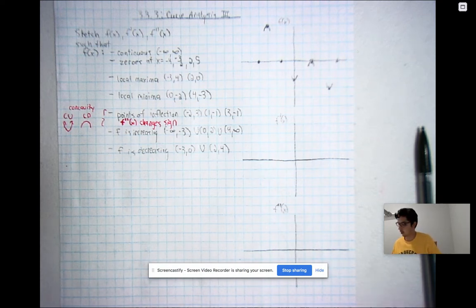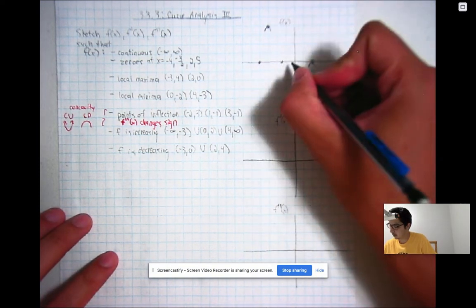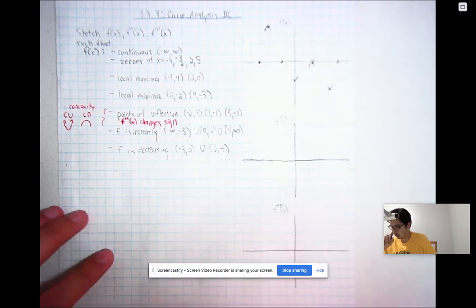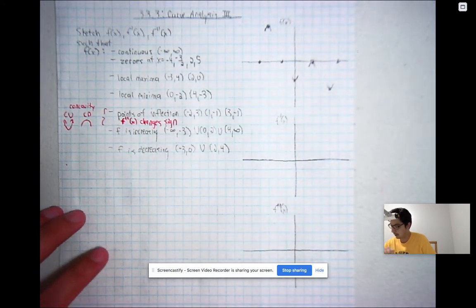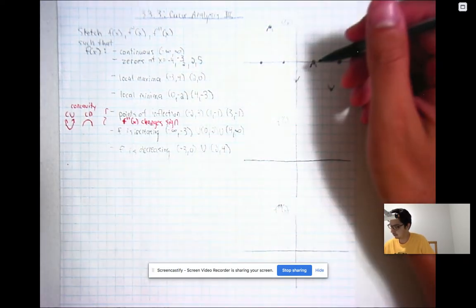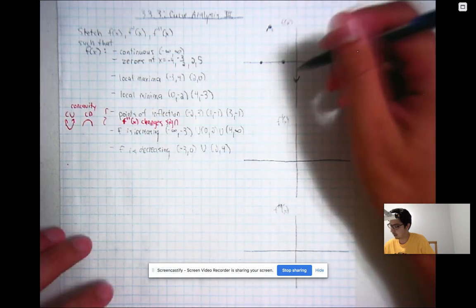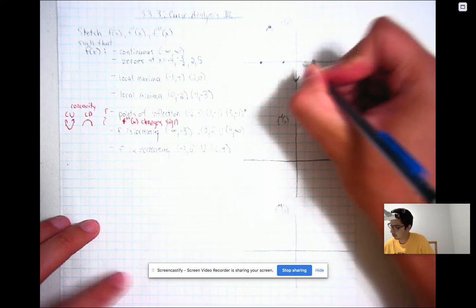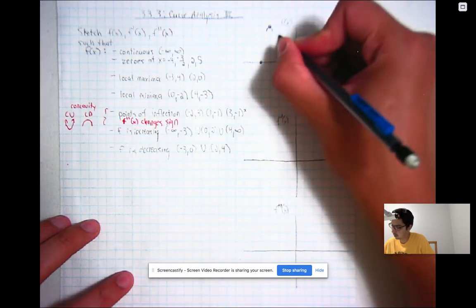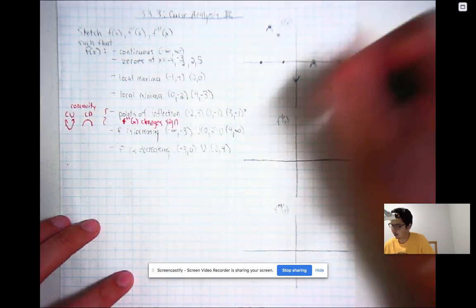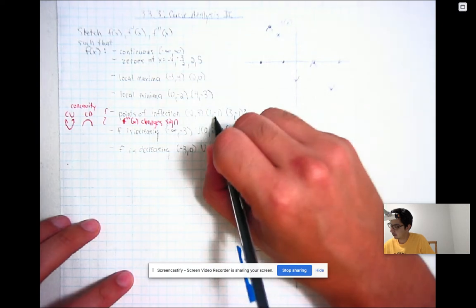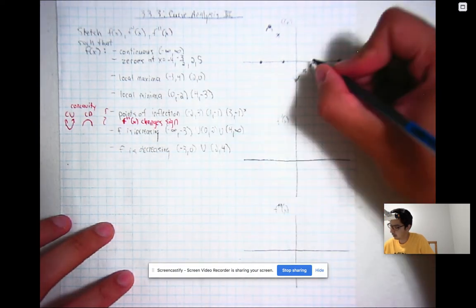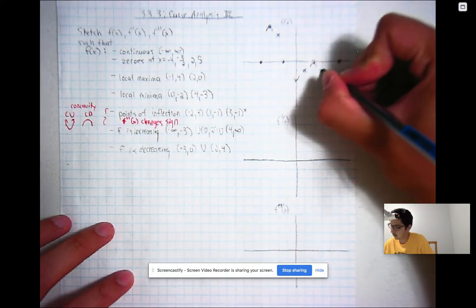So at (-2, 3), it will have a point of inflection. At (1, -1), it'll have a point of inflection. And at (3, -1), it has a point of inflection there. I'm going to mark these with x's.